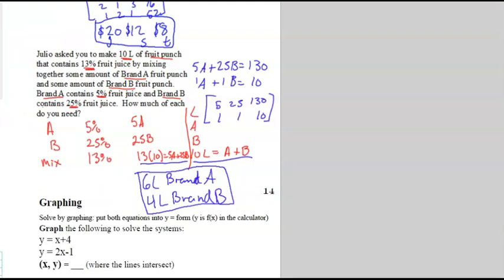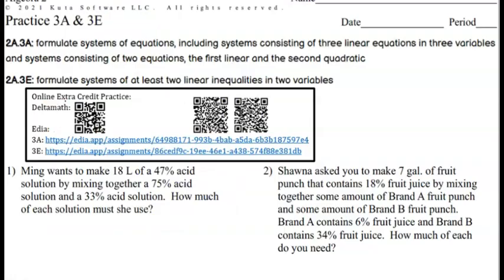Okay, let's go to the practice packet. So we have 3A, formulate systems of equations, include systems consisting of 3 linear equations and 3 variables, and systems containing 2 equations, the first linear and the second quadratic. And then we have 3E, formulate systems of at least 2 linear inequalities and 2 variables. You could also do the Delta math assignments or EDIA if you ever lose your packet or you want some extra credit or some extra practice.